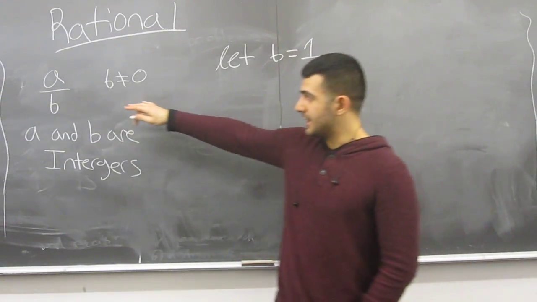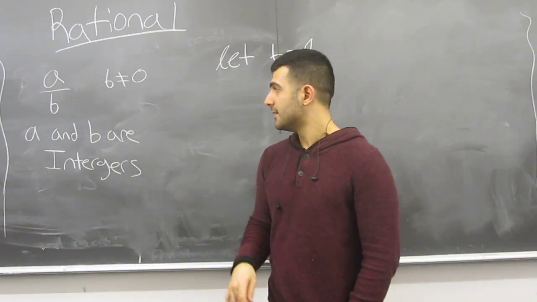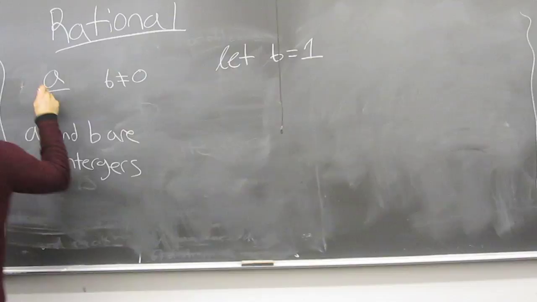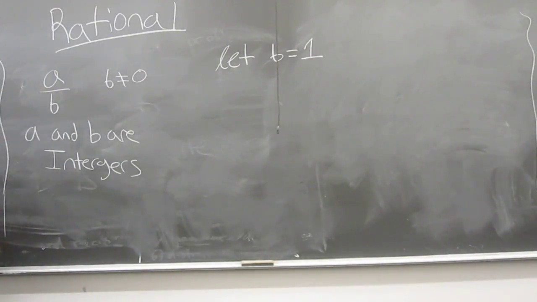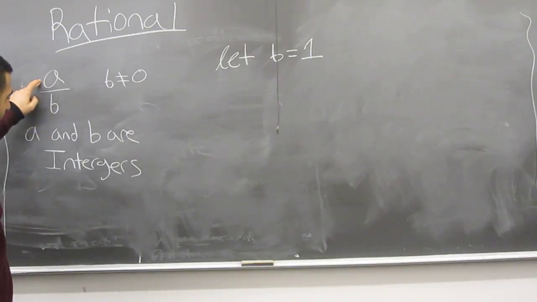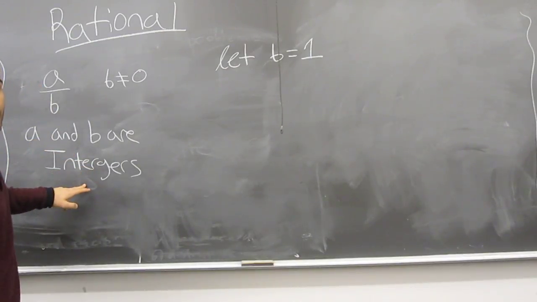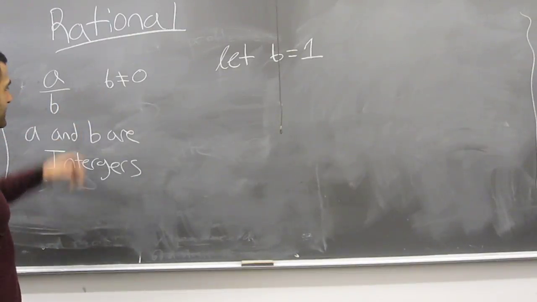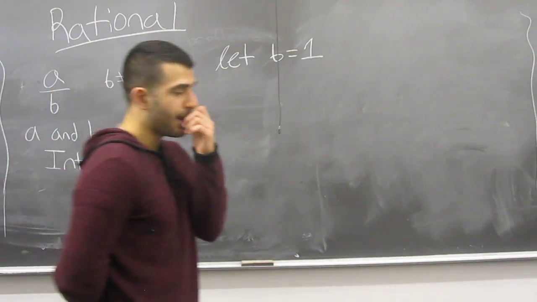So we said that a rational number is a number which is written as a over b, where the top number and the bottom number are both integers, and the bottom number cannot be 0. So let me show you how.